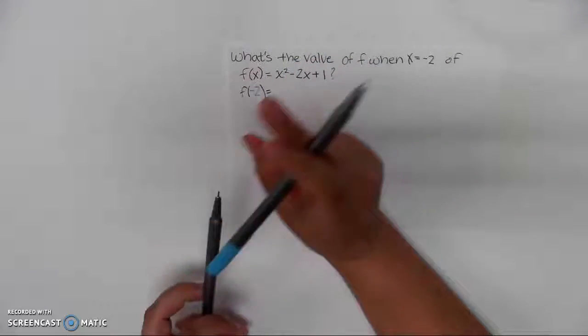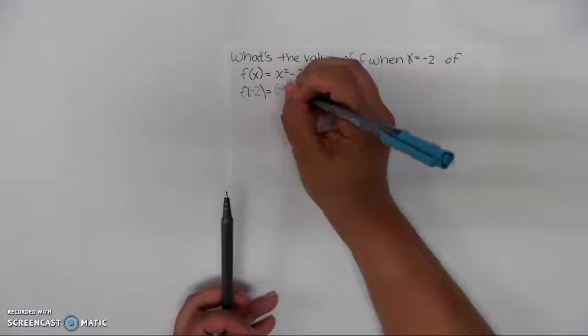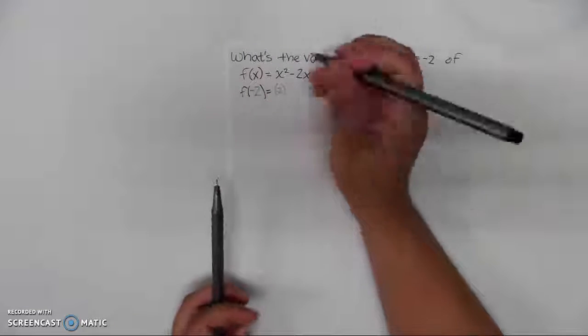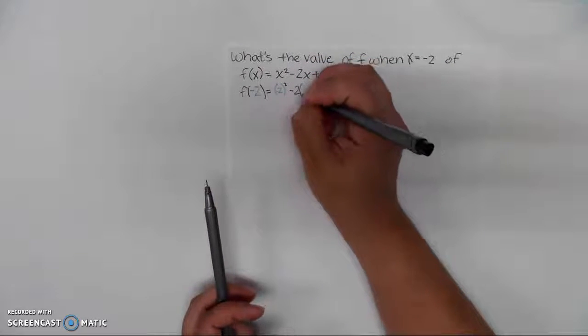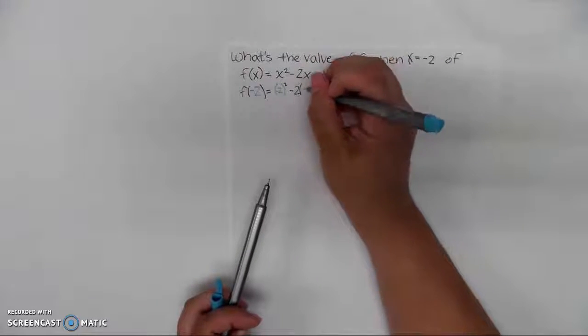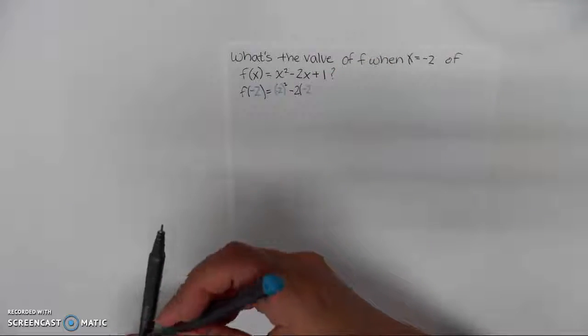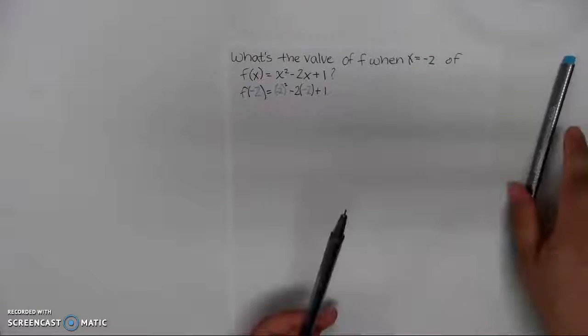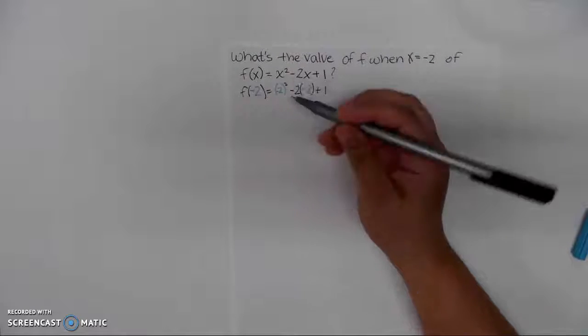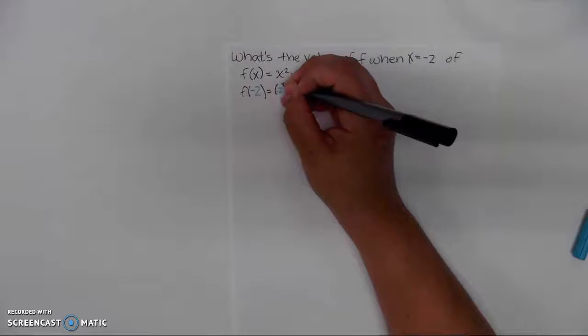equals x, negative 2, squared, minus 2, and then here comes an x, so we're going to put negative 2, plus 1. So whenever I saw an x in this problem, I just wrote a negative 2.